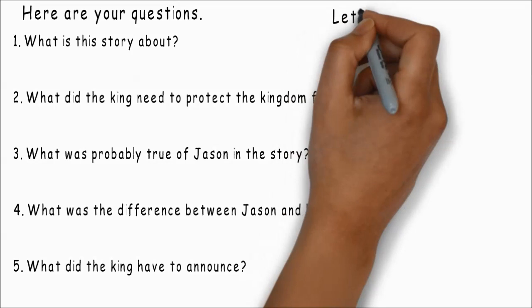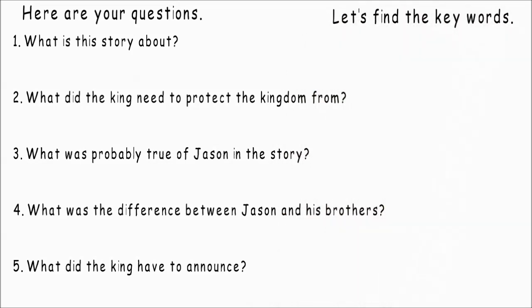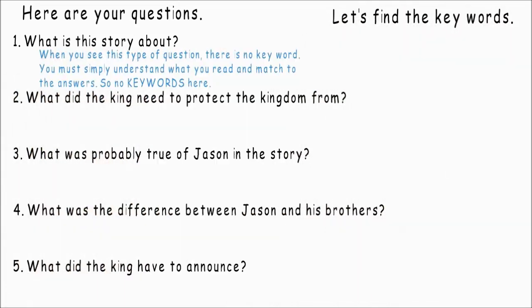Here are your questions. Let's find the key words. Number 1. What is this story about? When you see this type of question, there is no keyword. You must simply understand what you read and match the answers. So no keywords here. What did the king need to protect the kingdom from?